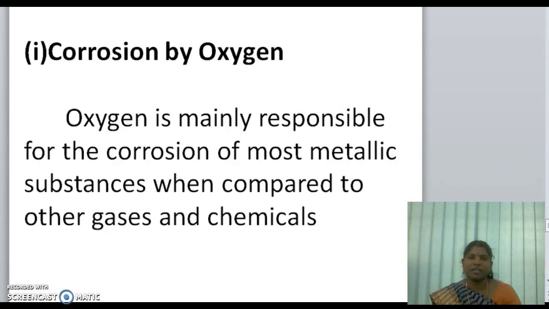Well, in this session we have discussed what is corrosion, why corrosion takes place or what are the reasons for corrosion, and we have discussed the different types of corrosion also.